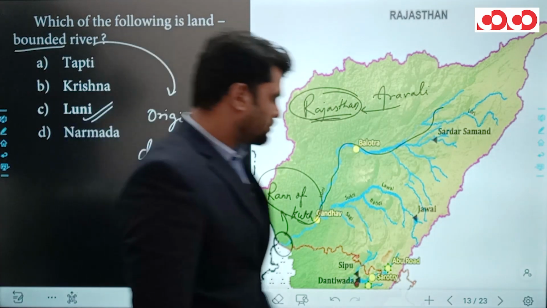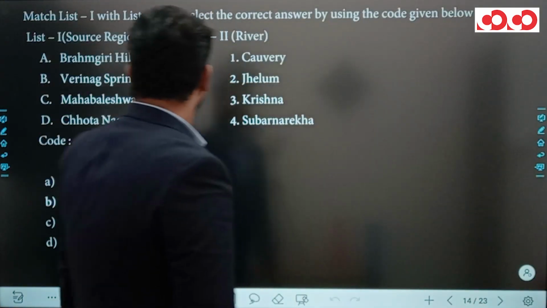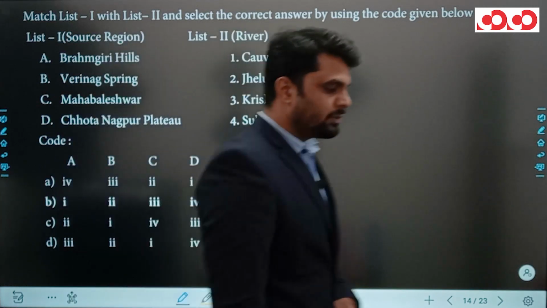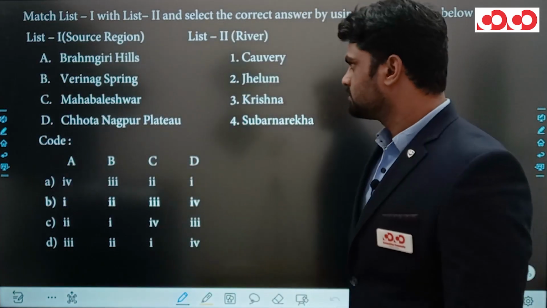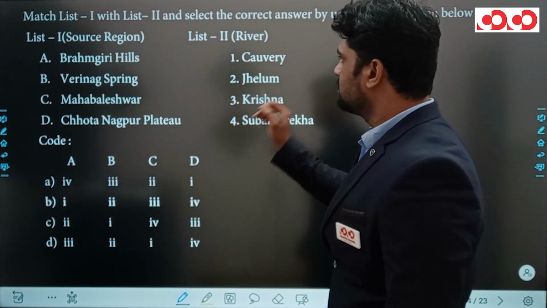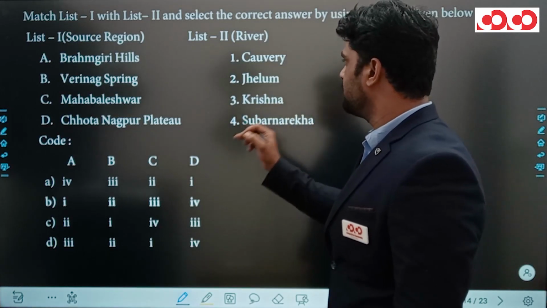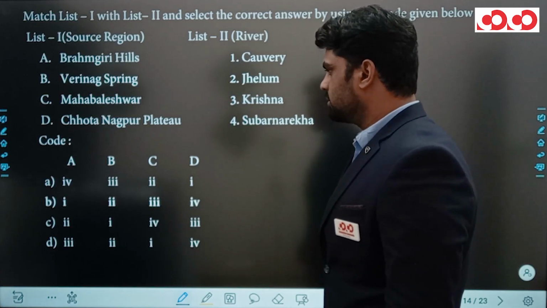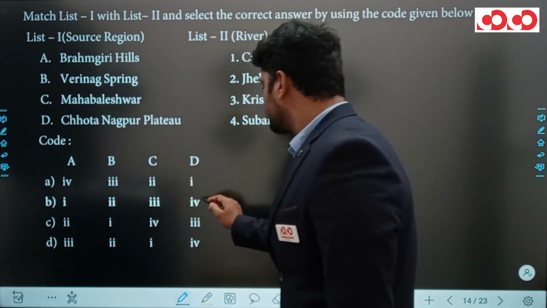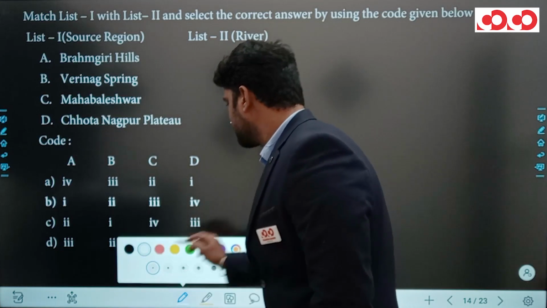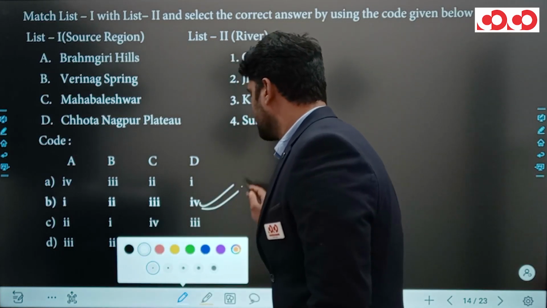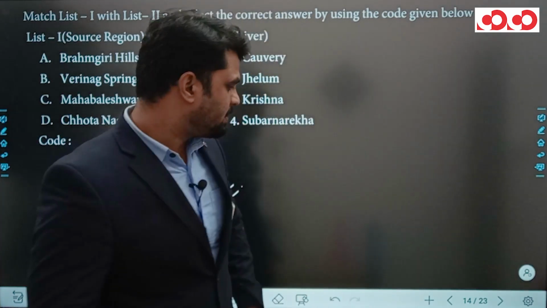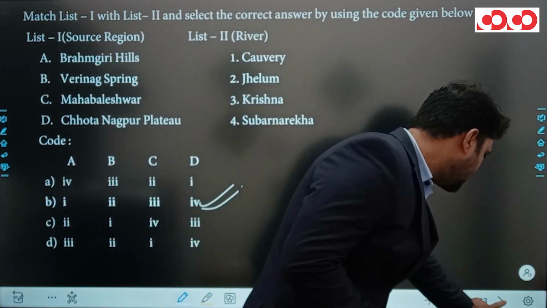Okay, let's move to the next question. The next question is based upon the source region of different rivers. Clear? Brahmagiri with Kaveri, Verinag with Jhelum, Mahabaleshwar with Krishna, and Chota Nagpur Plateau with Suvarna Rekha. Clear? The right answer of this question is option B. And this is a very traditional type of question which has been asked many times in different exams.